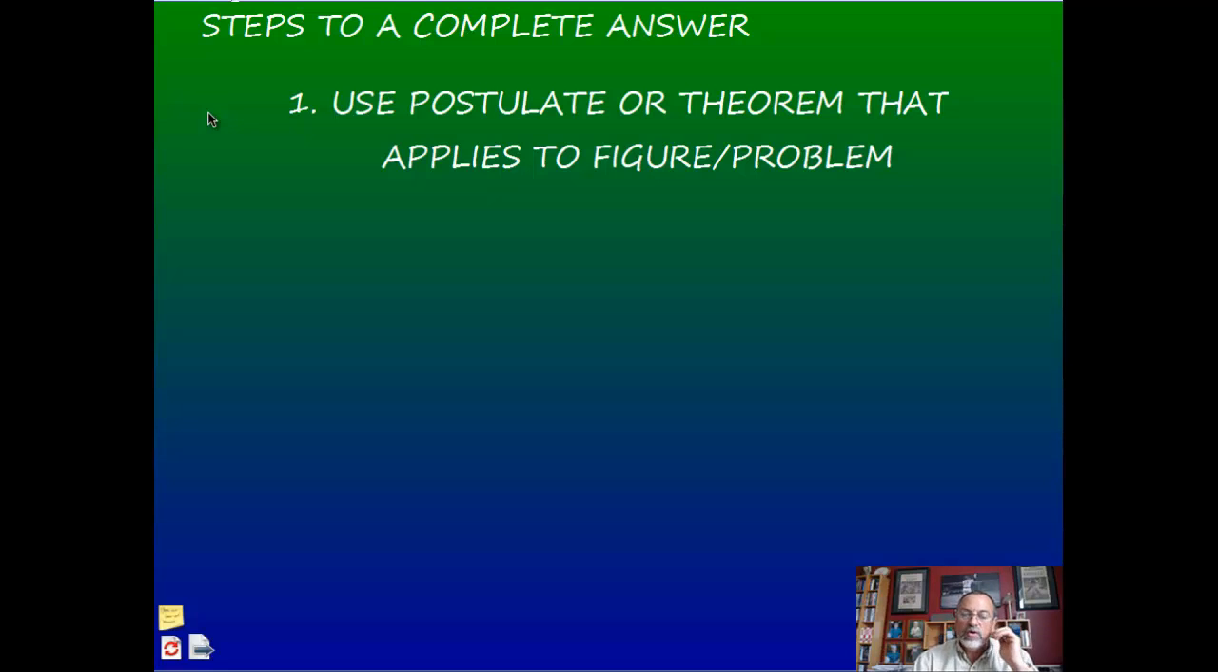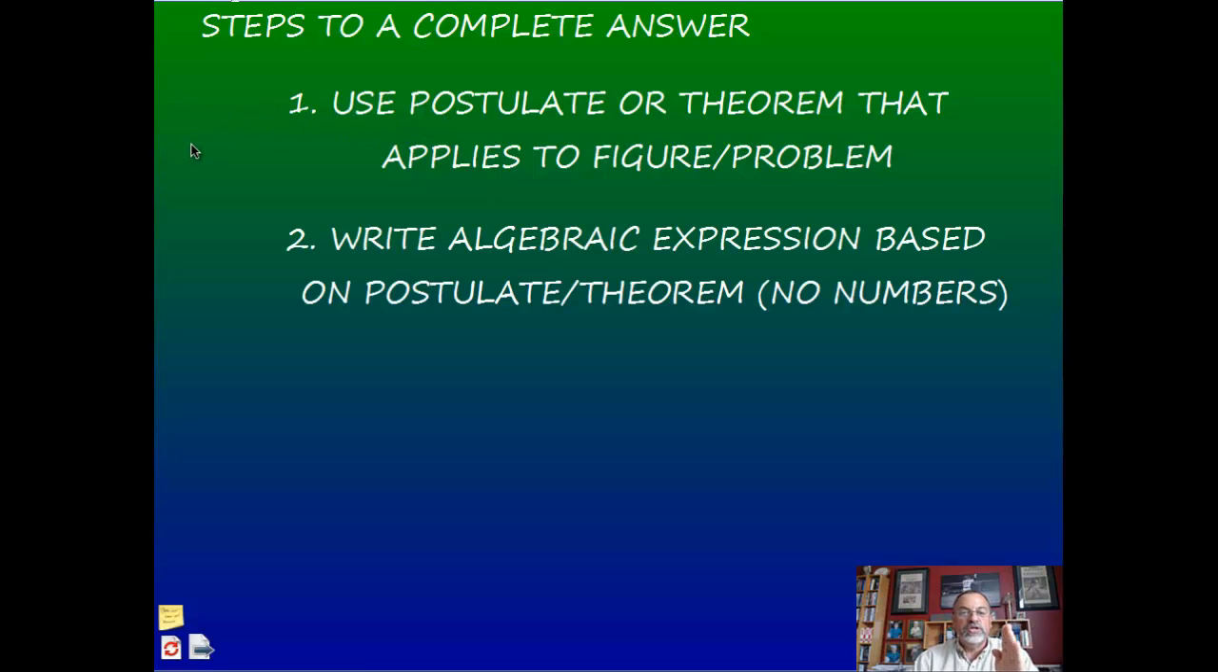Then once I know the theorem or postulate that I want to use, I can write an algebraic expression based upon that postulate, or theorem in this case. So I know that this left side is equal to this right side, so therefore AB is equal to CD. So that's an algebraic expression, that's an equation, AB equals CD. And how do I know that AB is equal to CD? Again, theorem XYZ. That's the focus of the geometry course right there.